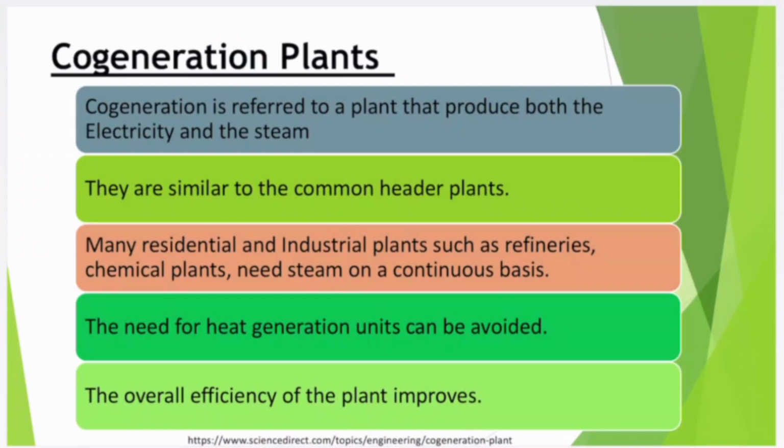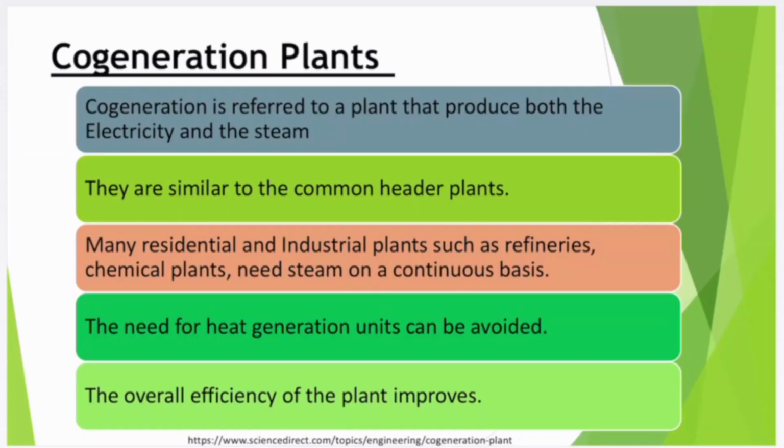So what we can do, if you need steam for your survival and you also need electricity, then we can assign some of the power plants not only to focus on electricity generation, but part of the steam can directly be taken out of the power plant for residential use or industrial use. And the plants that focus not only on generating electricity, but are also responsible for steam generation, those power plants are known as cogeneration power plants. Cogeneration refers to a plant that produces both electricity and steam.